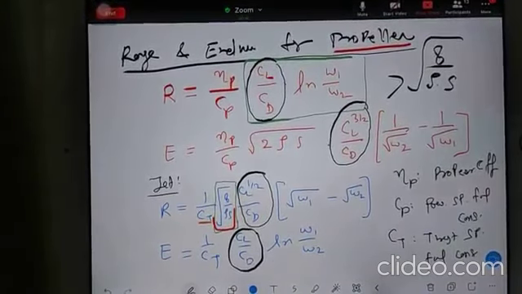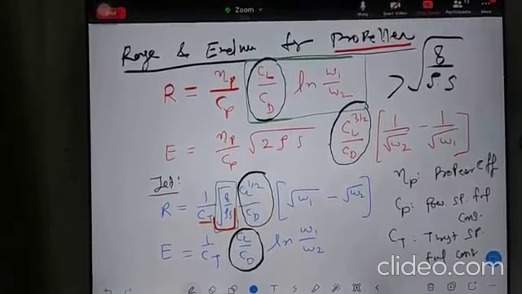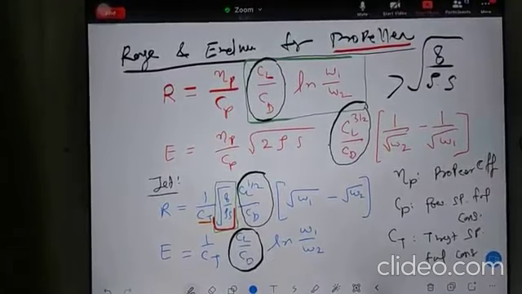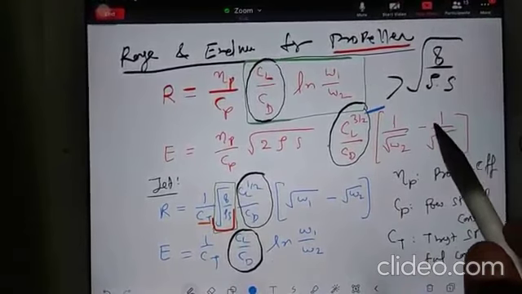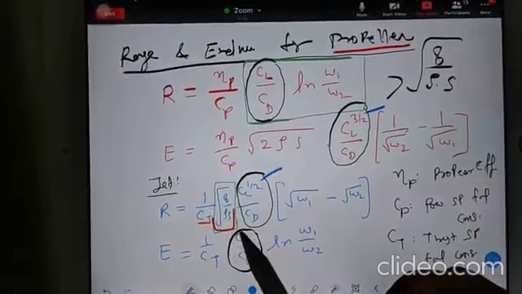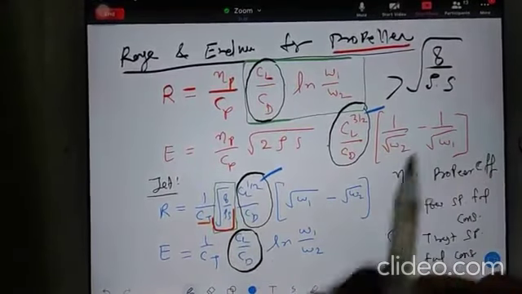What is CL by CD? When CL by CD is maximum, this is the minimum drag condition. I have given this in the beginning days, right? And when CL power 3 by 2 by CD is maximum, it means the minimum power condition. And this is the minimum drag condition. So this kind of question they can ask.